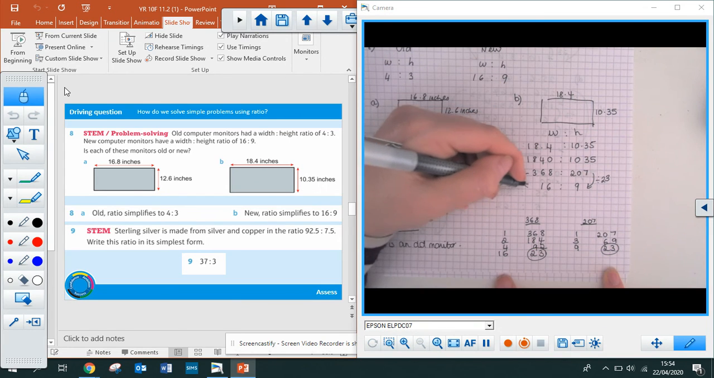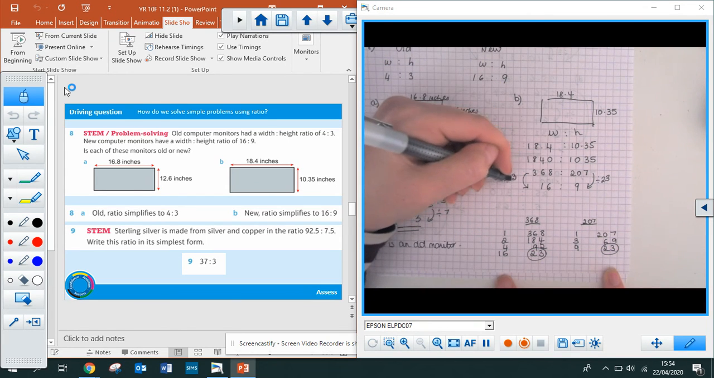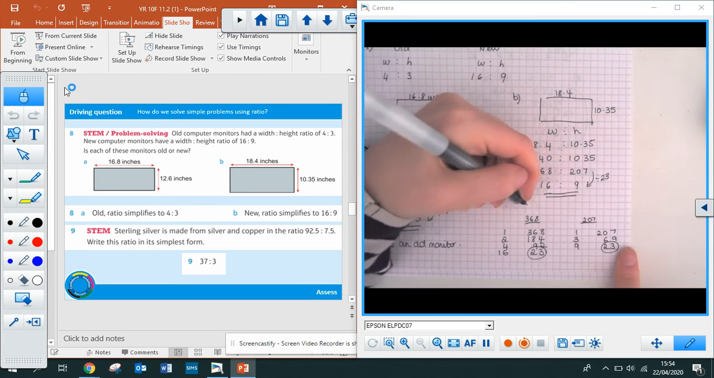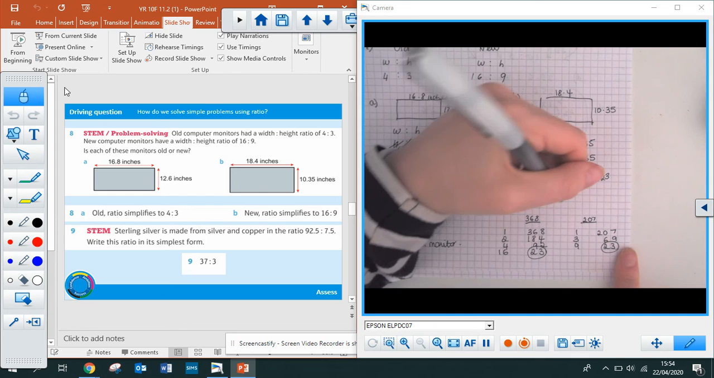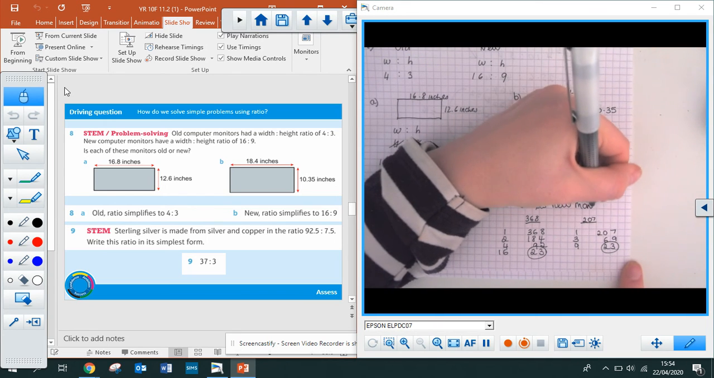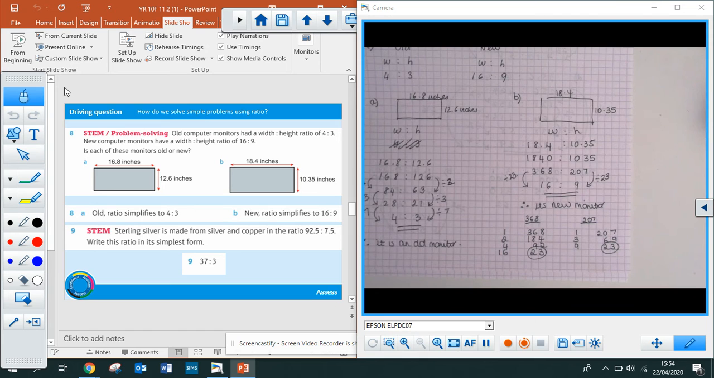Okay, that was a bit harder, that one. You could have probably used a calculator on that part to help you. So if you did struggle, you can go back, try it again, and you could use a calculator. As it's 16 to 9, we know therefore it's a new screen, or a new monitor, because it has the same ratio as the new monitors.